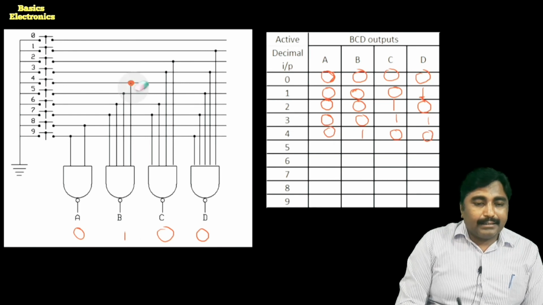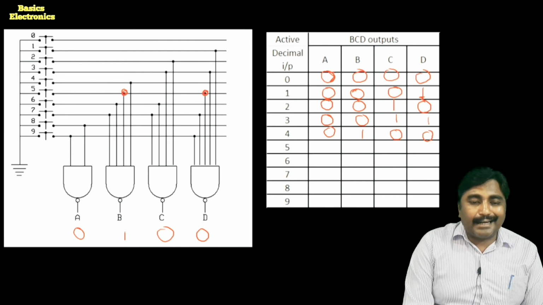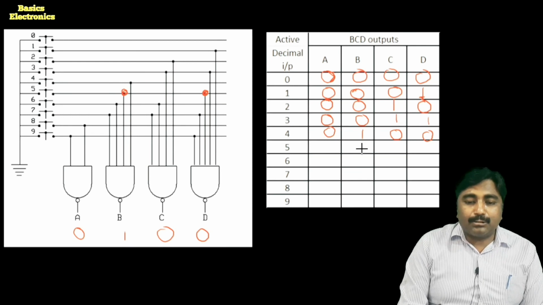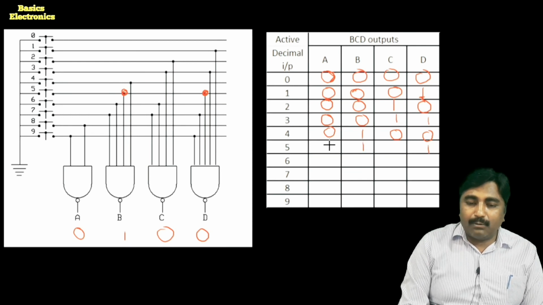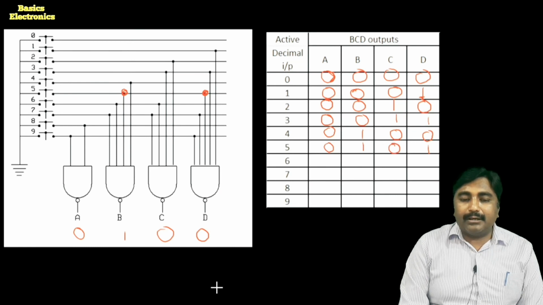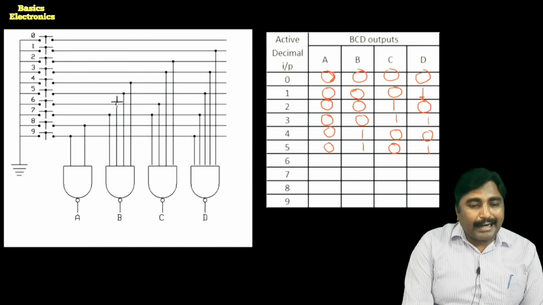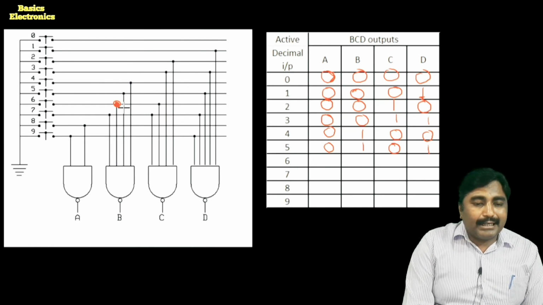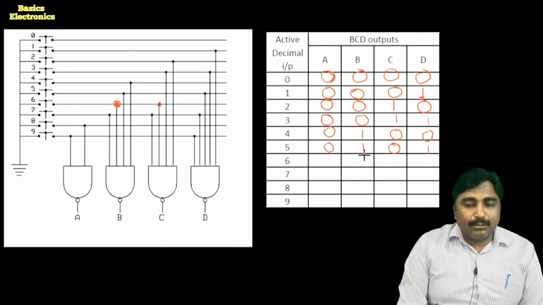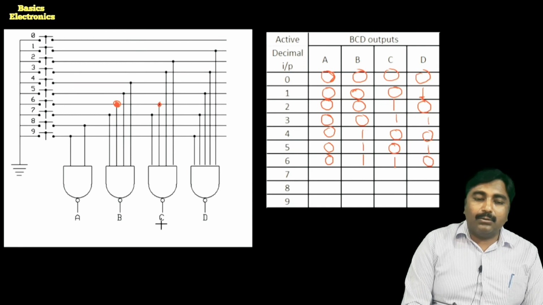Okay. If we press switch number 5, then switch number 5 is connected to the second gate and it is connected to the fourth gate as an input. So the second gate and the fourth gate outputs are 1, 1 and the outputs of the other two gates are equal to 0. Okay. If we press switch number 6, the input 6 is applied as an input to the second gate. It is applied as an input to the third gate. So the second gate having the output B is equal to 1 and the third gate having the output C is equal to 1 and the remaining two outputs are equal to 0, 0.